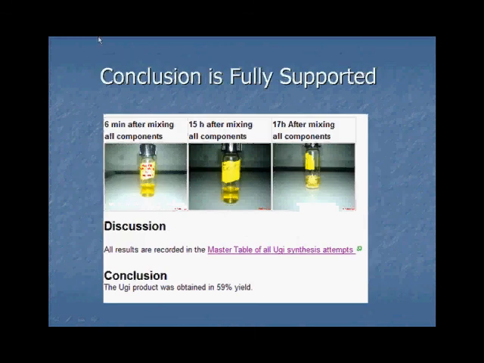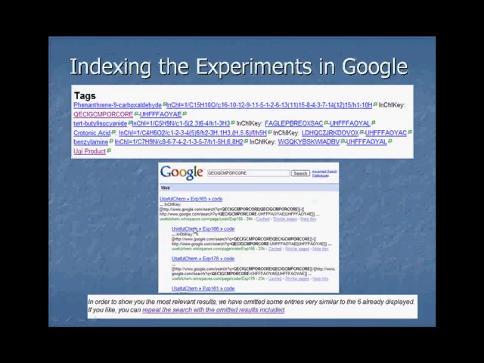So finally, when you come to the conclusion section of this article, it says this InChI product was obtained in 59% yield. You don't have to take our word for it at all. You can go back and reinvestigate every single aspect and the arguments that we made. Okay, so now comes storing and retrieving information.